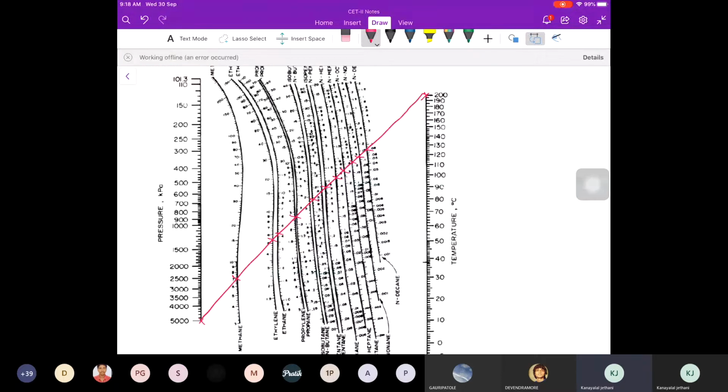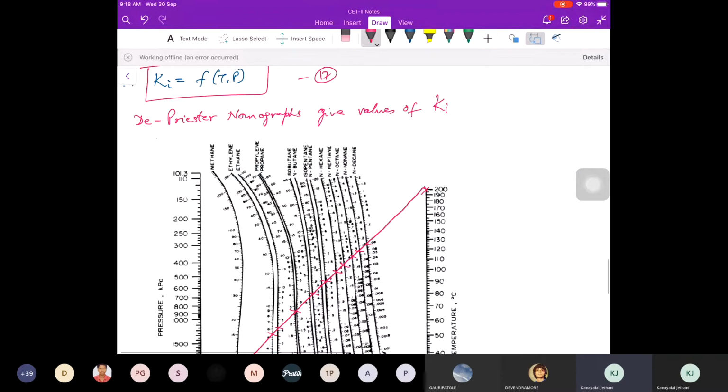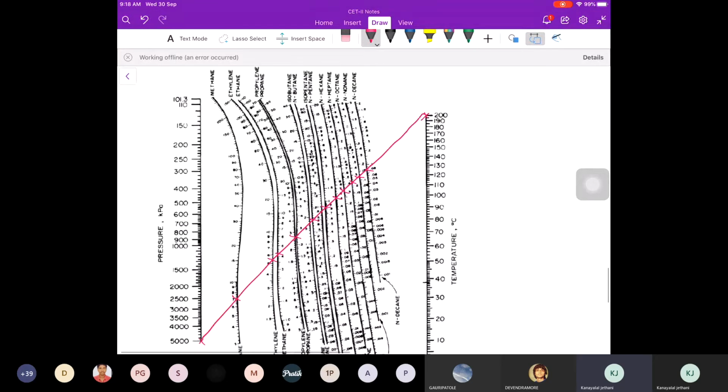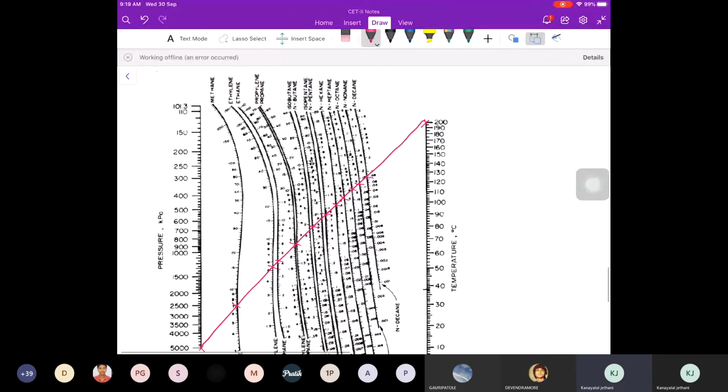Okay, so these charts are available. They're called DePriester charts or DePriester nomographs. DePriester prepared them, and they are available for all the hydrocarbons at high pressure and high temperature. So it's very easy to get the K values for hydrocarbons, and it is widely used in the petroleum refining industry for calculations. Okay, any questions on K value and how to use it?